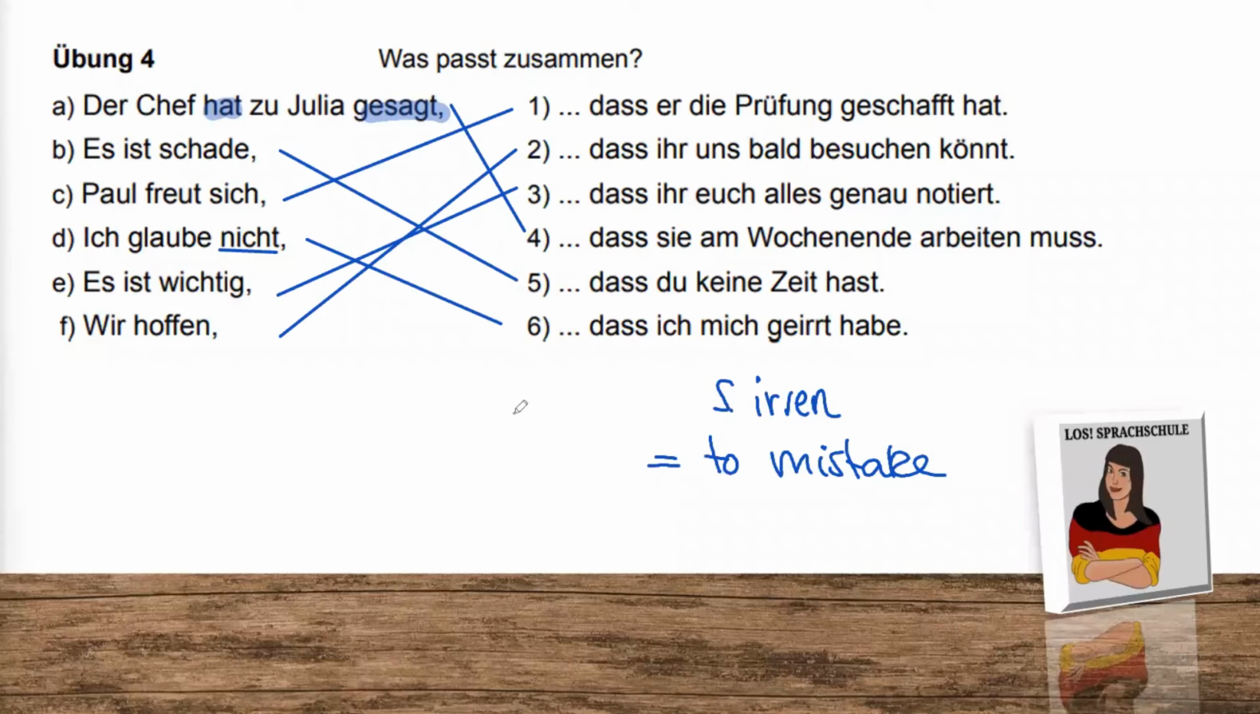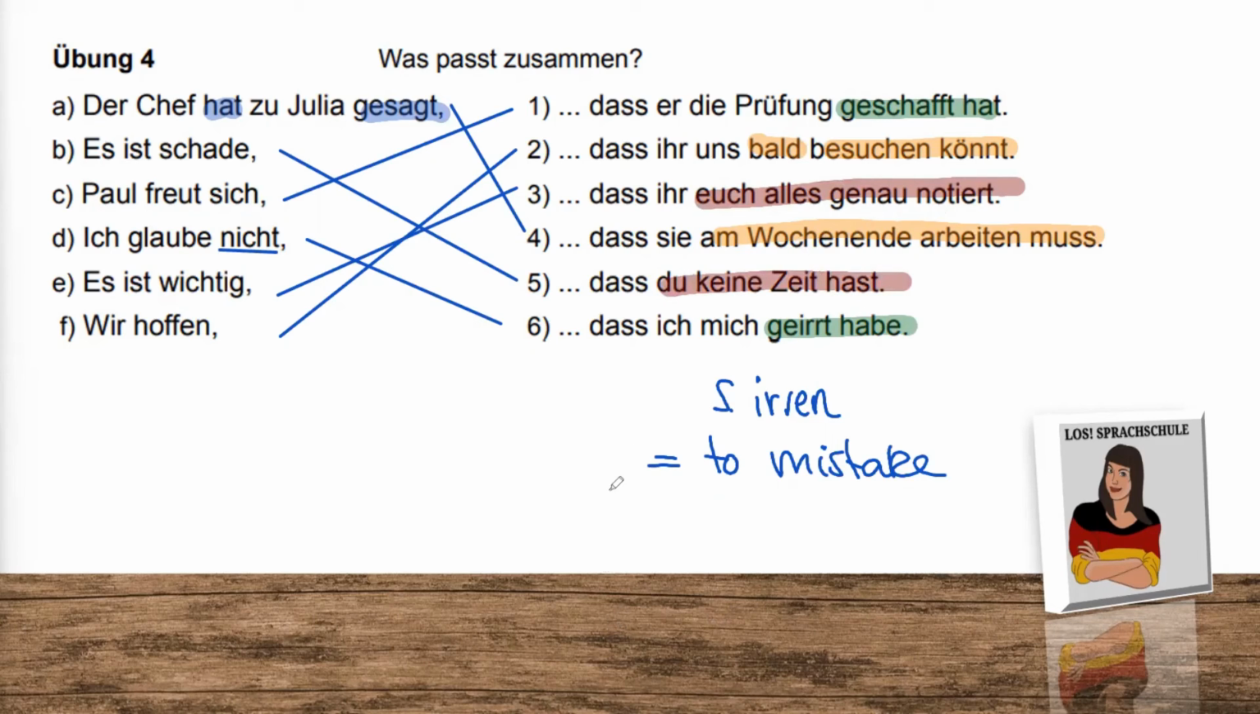So, as you can see, we have past tense. We have future. Am Wochenende arbeiten muss. Yeah, we have the future indicated with the weekend that's coming. Bald, also a future signal word. Bald besuchen könnt, to visit us soon. And we have present tense also, that you write everything down, that you do not have time.